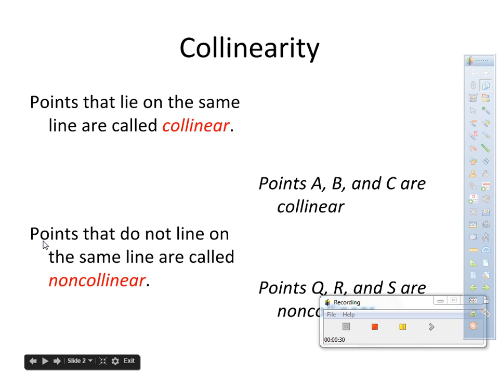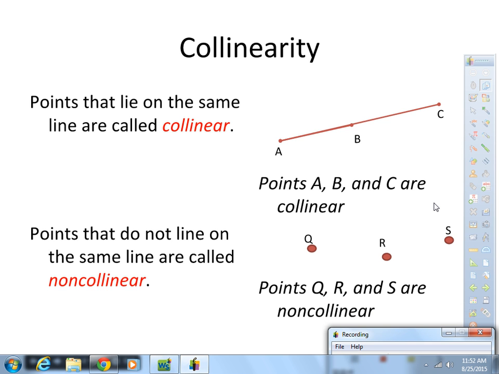Points are said to be collinear if they lie on the same line. So here we would say that A, B, and C are collinear. Points that do not lie on the same line are said to be non-collinear. So here, points Q, R, and S are non-collinear.